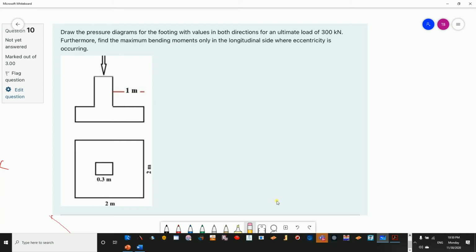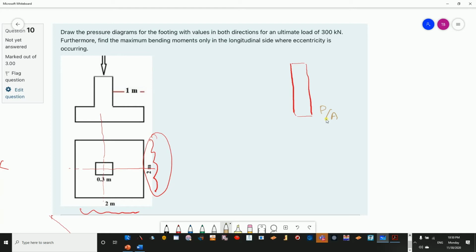Now the first thing is related to the pressure diagram. Now if you notice, we have two directions. This is the first direction, this is the second one. Now in this particular direction, the column is acting at the center of that direction, while in the other direction the column is not acting at the center. Okay, so it's centric in one direction, and in the other direction it's eccentric. Now if it's centric, we used to have a regular pressure, and the value of pressure is calculated as P over A.